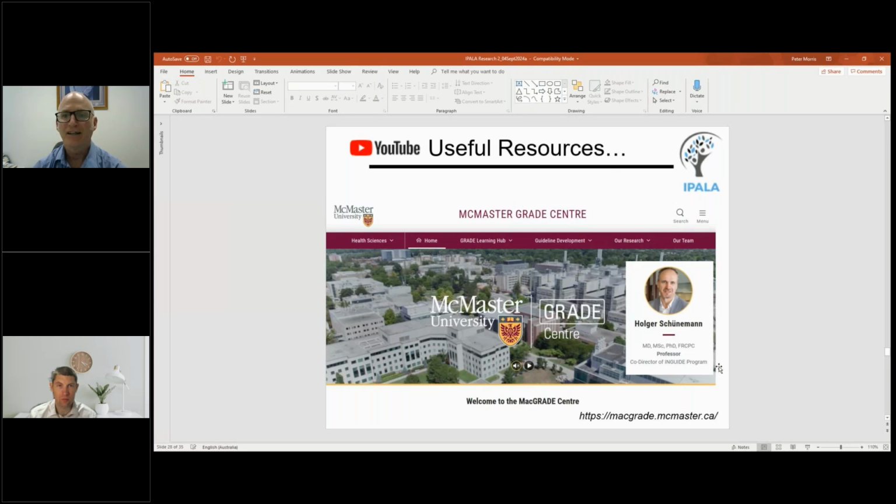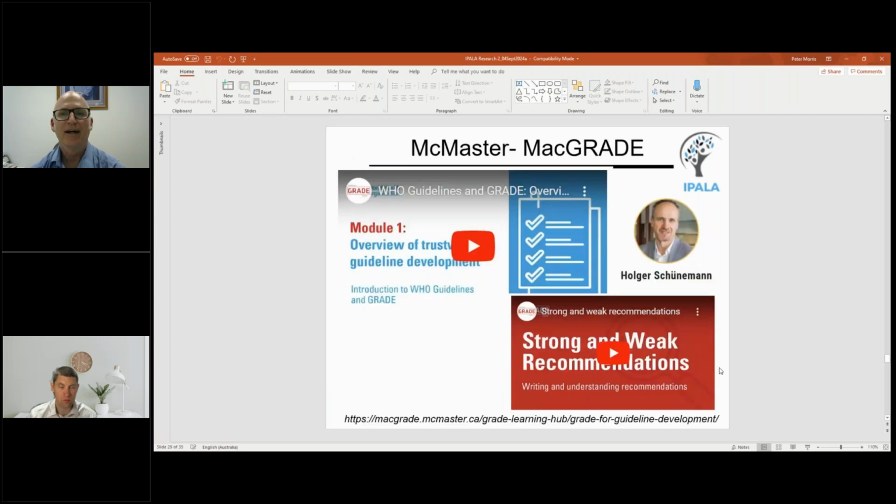About 100 different organisations, including the World Health Organization, the Cochrane Collaboration, NICE guidelines in the UK, the American College of Physicians, have all adopted the GRADE approach for their guidelines. Here's an example. The World Health Organization has got a set of webinars on how to develop guidelines using GRADE, and there's an enormous number of resources available.